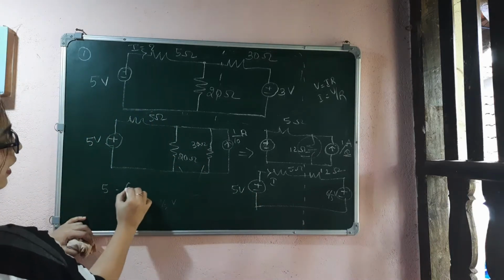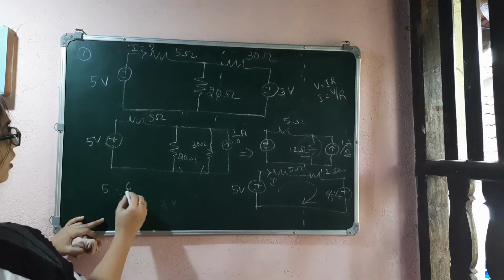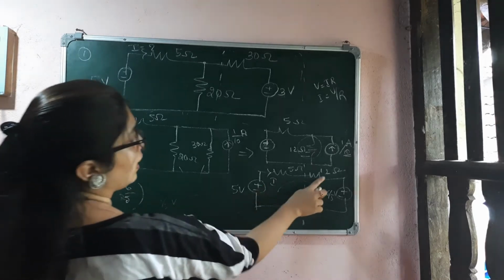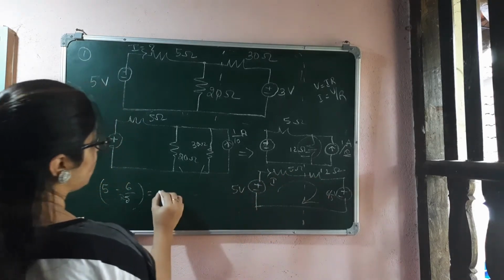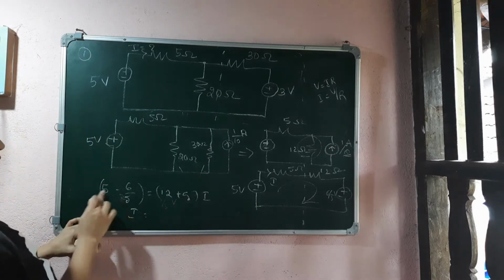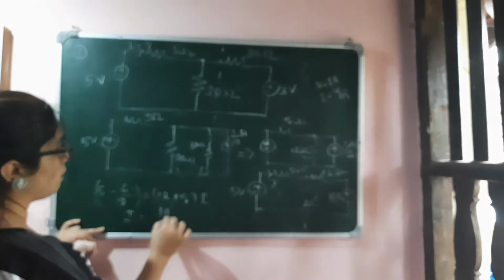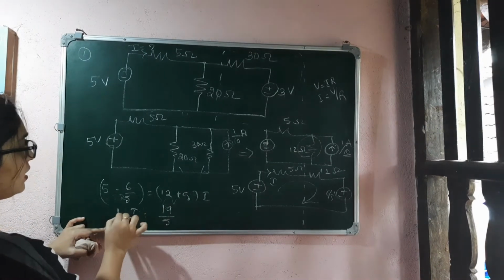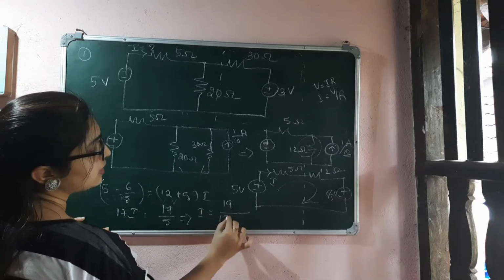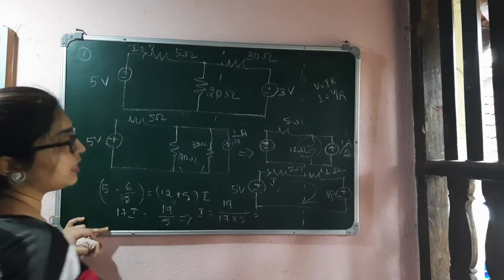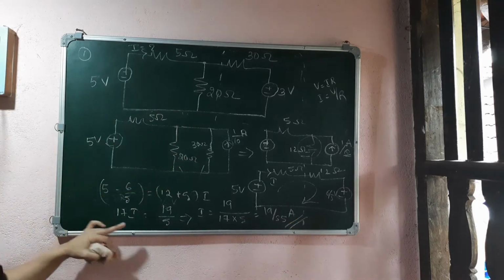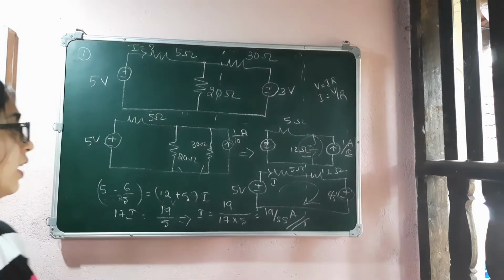Now I can apply KVL here. 5 minus 6 by 5 is equal to, it is in series, so 12 plus 5 into I. So I is equal to, this is 25 minus 6, which is 19 by 5, and here it is 17. That means I is equal to 19 divided by 17 into 5. This is nothing but 19 by 85 amperes. I is equal to 19 by 85 amperes.